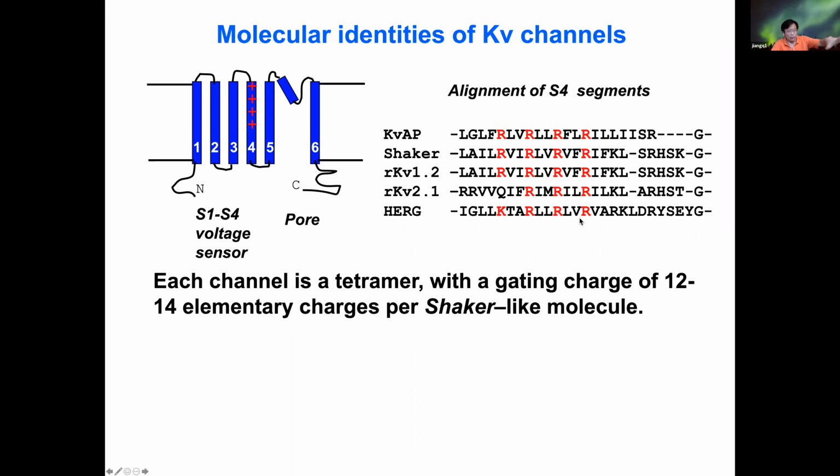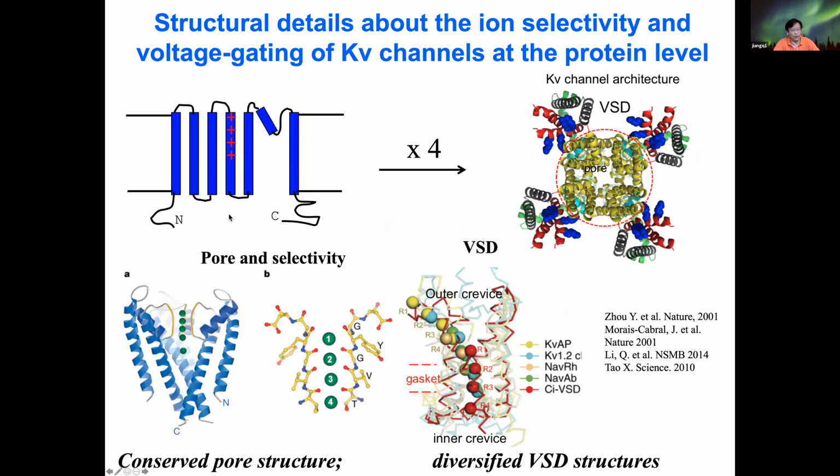I'm not going to get into details, but the general idea is for almost all the known voltage-gated ion channels, either four of these subunits or domains come together to form one ion channel. Shown here is an example of a KV channel. The middle is the pore domain, and four of them come together, and then four voltage sensor domains are flanking the middle pore domain.